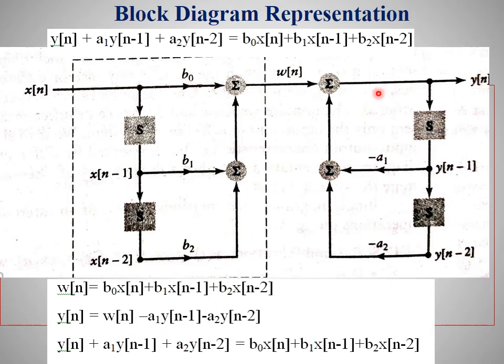Please note here the multiplication is just with an element 1, which means this is the same. So y of n is going to be equal to w of n minus a1 y of n minus 1 minus a2 y of n minus 2. Thus, this completes one form of the block diagram representation, popularly called as direct form 1 in signal processing applications.